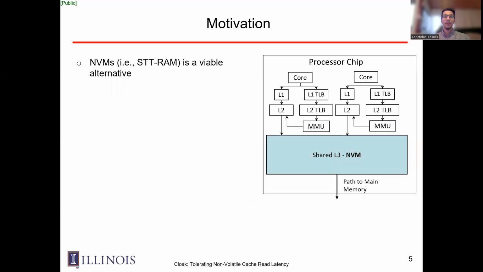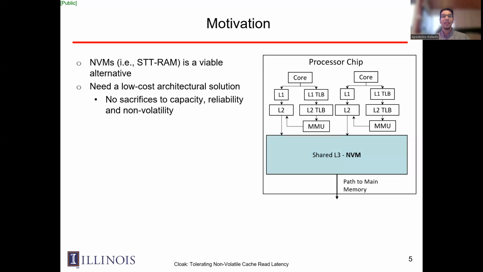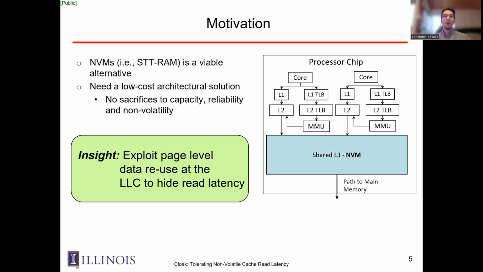The motivation of our work is that shared last-level caches have increased capacity pressure, and unfortunately, there is limited opportunity to increase the capacity of LLCs due to the area and power requirements of the underlying SRAM technology. So NVM is a viable alternative, but we need a low-cost architectural solution that does not sacrifice the capacity benefits of NVM, its reliability, and its non-volatility. The insight of our work is that we can exploit page-level data reuse at the last-level cache to hide the increased read latency of the NVM.